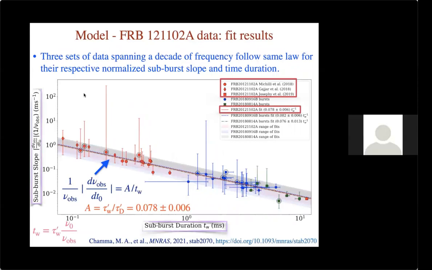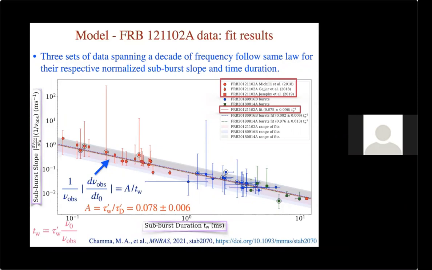In this plot, we have the normalized subburst slope, 1 over nu observed d nu dTd, versus the subburst duration TW. I focus first on the red data, which is for the FRB 121102A and comes from the Michilli, Gajjar, and Josephy papers. As you can see, we have applied the law that is predicted by the model, and we find that it fits these 3 sets of data very well. We find that the 3 sets of data obey the same law between their respective normalized subburst slope and their time duration. Here I'm showing the fit parameters for the 3 sets of data for the FRB 121102A.